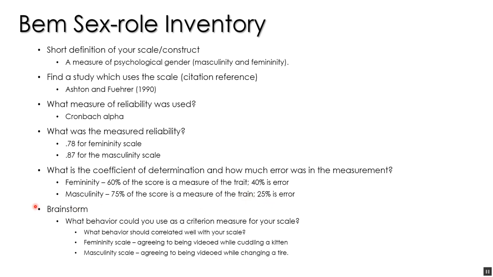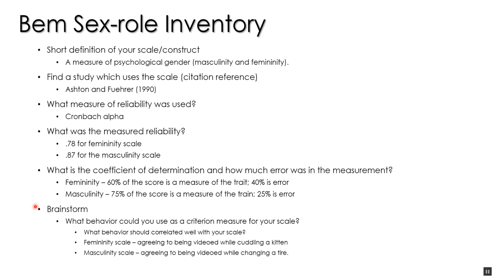Brainstorm. What could you use as a criterion measure for your scale? For femininity, out of 100 people, how many would agree to be videoed while cuddling a kitten? And I would imagine that people who are more feminine would be more likely to agree to that. So out of 100 people, you would get more people with higher femininity scores agreeing to do that.